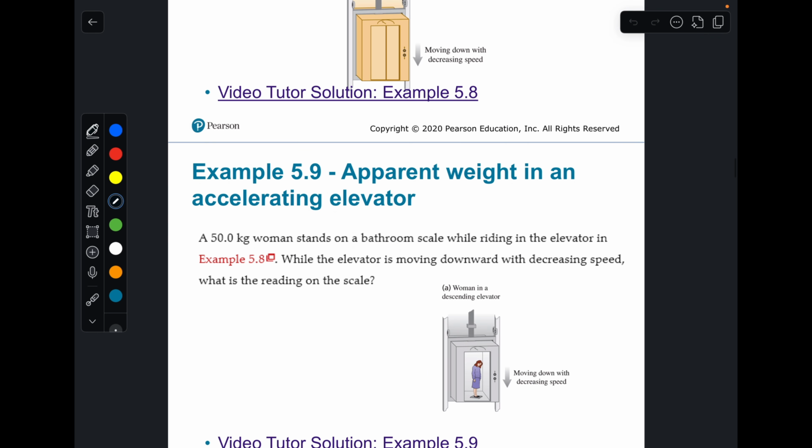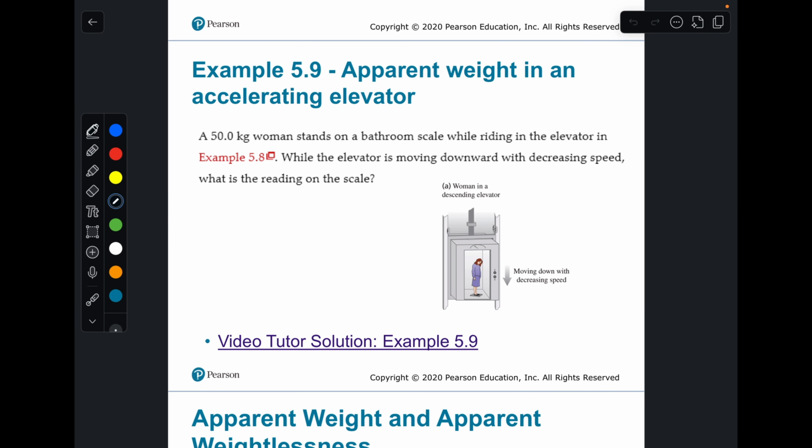Let's do another elevator example. We have a woman standing in the elevator and she's on a scale. The elevator is moving downward with decreasing speed. What is the reading on the scale?